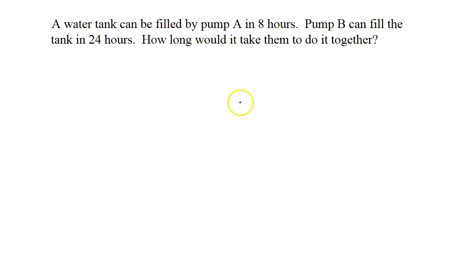It says a water tank can be filled by pump A in 8 hours. Pump B can fill the tank in 24 hours. How long would it take them to do it together?